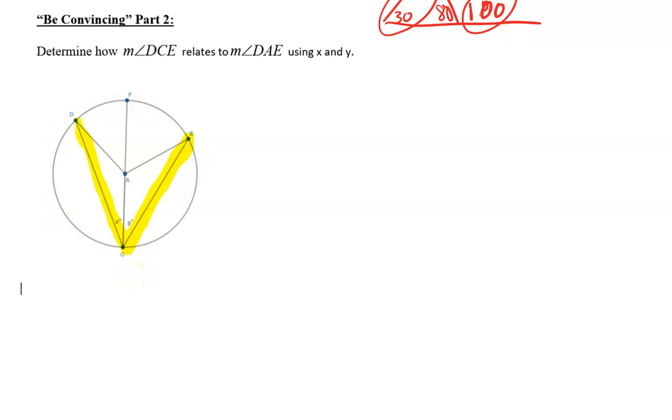And it's directly related to what's called its intercepted arc or included arc. So if you were to extend that inscribed angle, the arc that is inside of it is directly related to the measure of that.